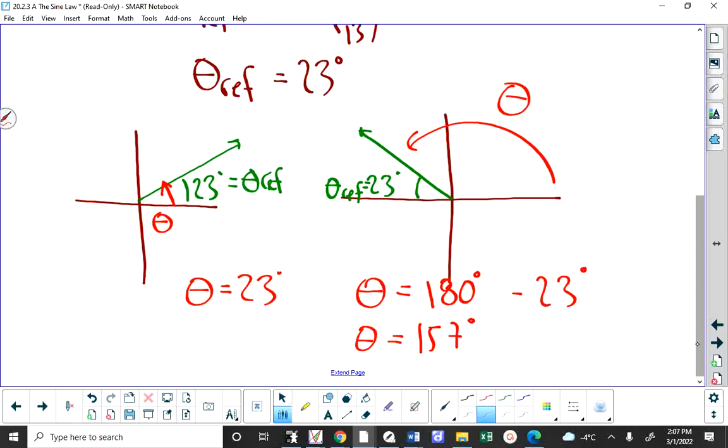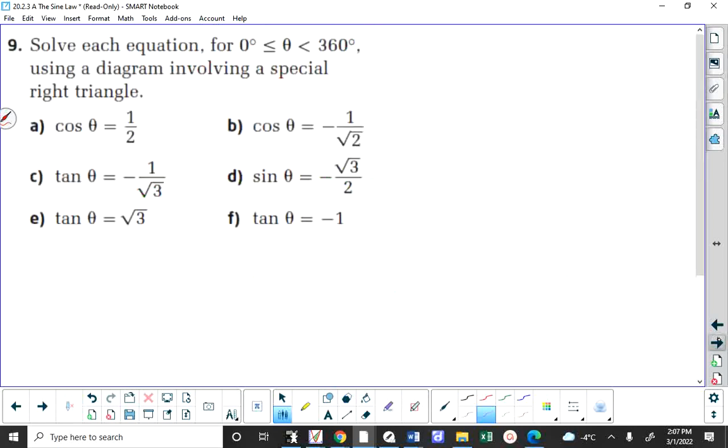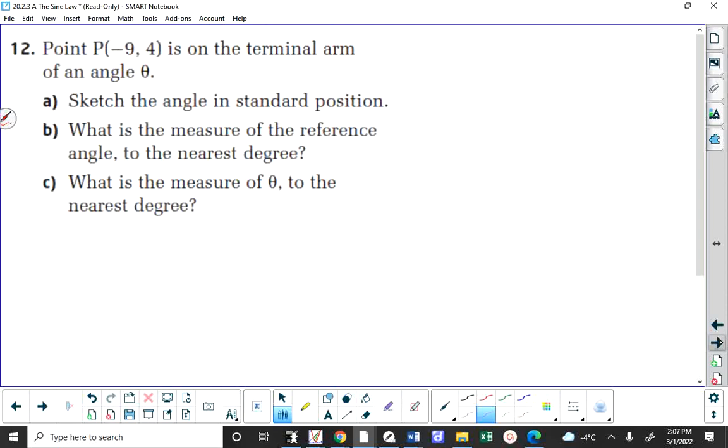Now, some of you, if you take a look at number 12, might go, well, 12 doesn't tell me a trigonometric ratio that I can inverse. But since I know y and x, why don't I just use tangent? Tangent is y over x, and y is 4 and x is -9, so there's my trigonometric ratio that I can use.